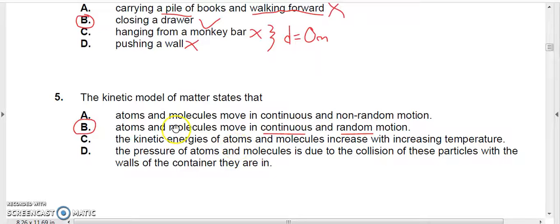The kinetic model of matter states that atoms and molecules move in continuous random motion. Okay, this is just the definition.